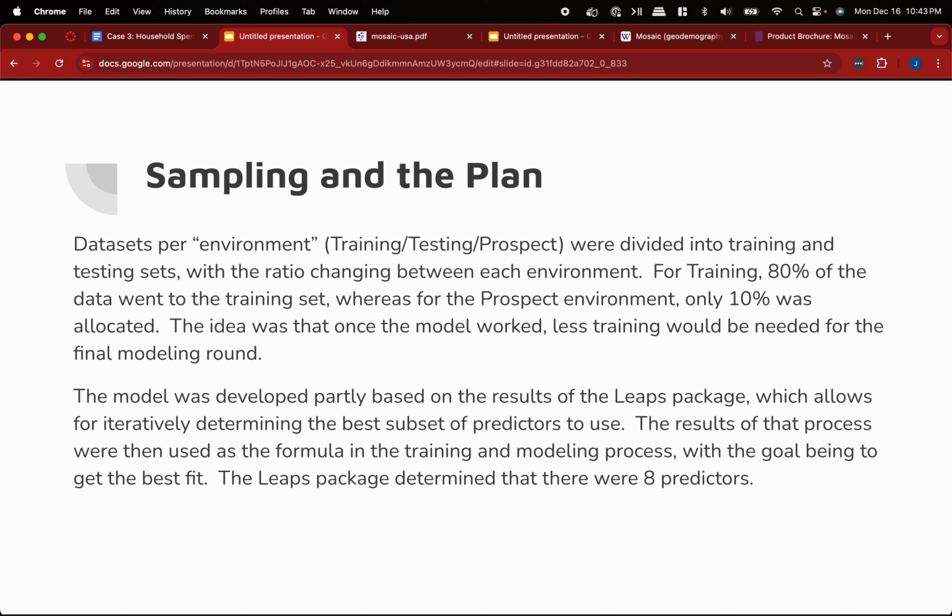And the result of running that process was then translated into a formula, and that formula was actually fed into the subsequent training and modeling process, with the goal being to get the best fit. The LEAPS package determined that there were 8 main predictors, and that was translated into a formula, and again then passed into the model and training, which used a random forest.